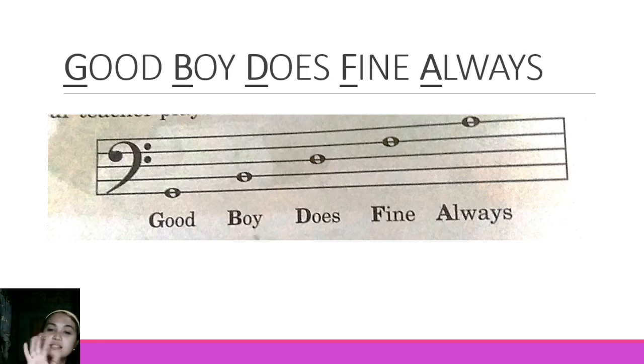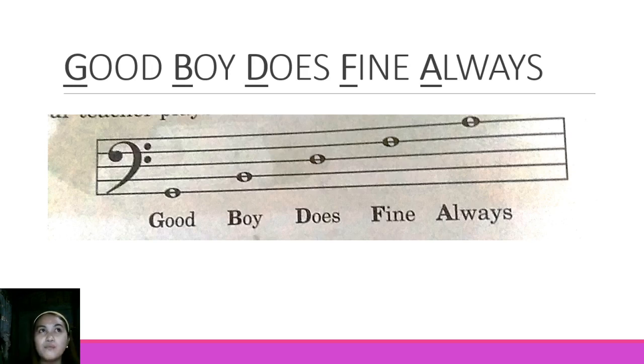So, in the staff, we have 5 lines. How many words are in good boy does fine always? 5 words too. Good boy does fine always. So, the 5 lines were given an acronym.